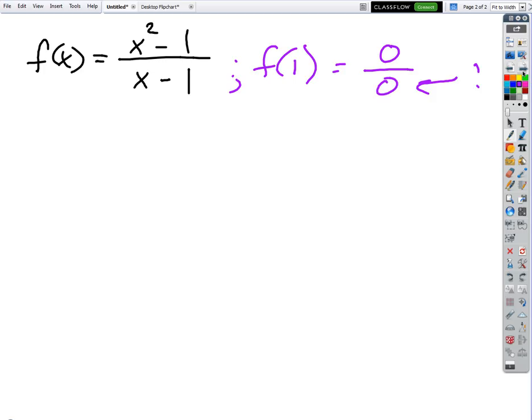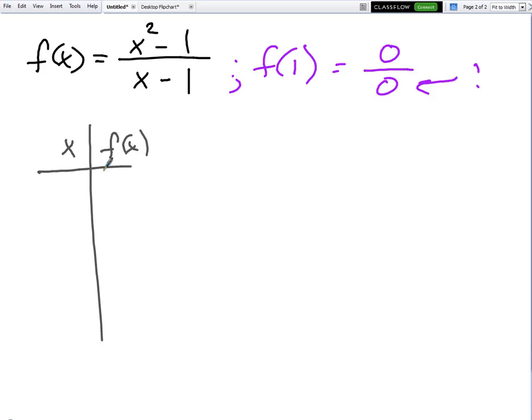So what if we maybe set up a table? We're going to set up values of x and f of x, and the suggestion is let's try 2. If we put in a value like x equals 2, what do we get back for y, or for f of x? 3 halves. Is that right? We get 4 minus 1 is 3, over 2 minus 1 is 1, right? So we get the point (2, 3). That might be helpful.